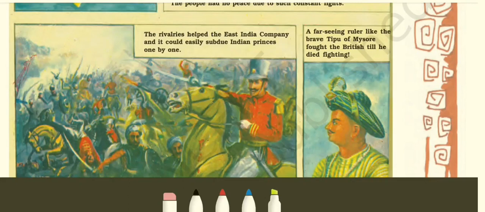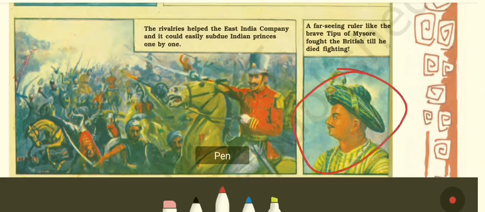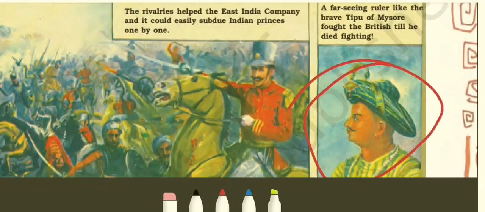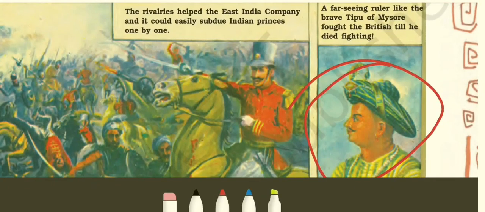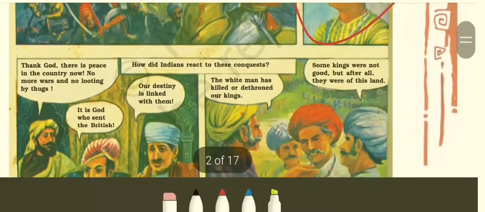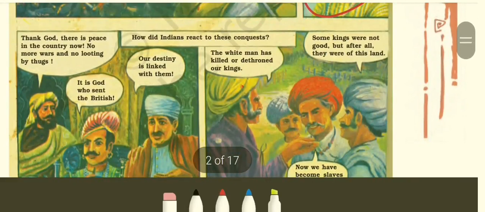So they weakened the Indian princes one by one, as the Indian princes were filled with ego, and then they took help of Britishers, and then Britishers started encroaching slowly and slowly. Now this person is known as Tipu Sultan. Why is he famous? Why is he popular? Let's find out. A far-seeing ruler like the brave Tipu of Mysore had fought the British till he died fighting. So brave was Tipu that he fought British till his last breath. He did not allow them to actually conquer any of his land.